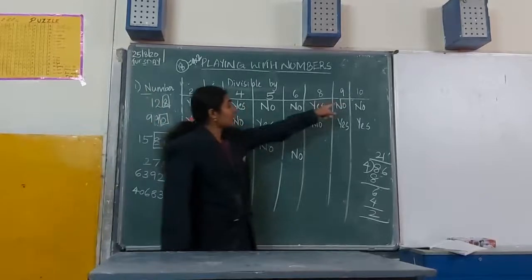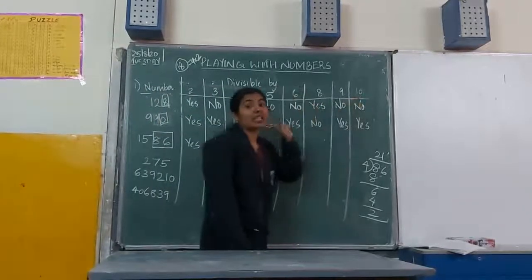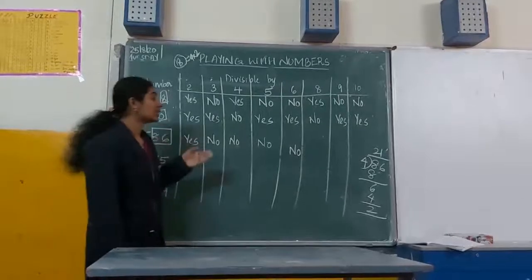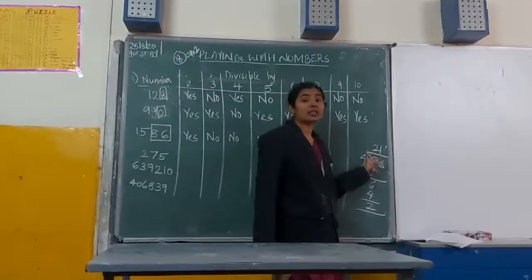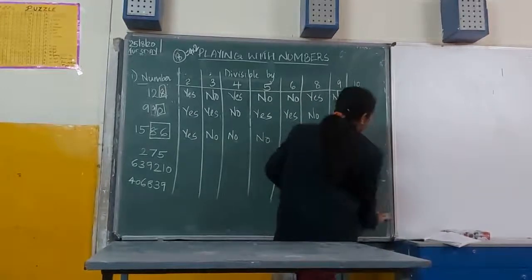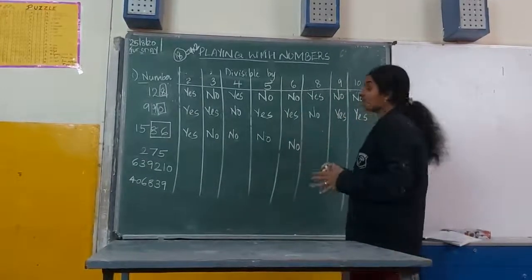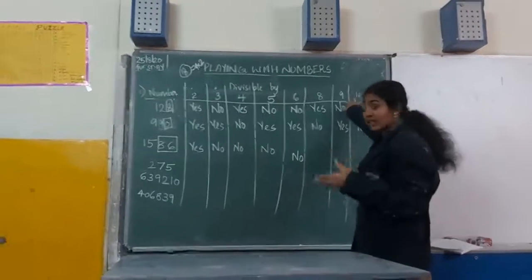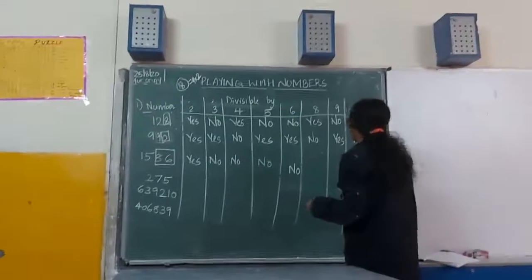Similar way, we can say divisibility by 10. See the last digit, that is 6. If it is 0, then only we can say the divisibility by 10. Last digit is 6, that means this number is not divisible by 10. So here you should write 10.